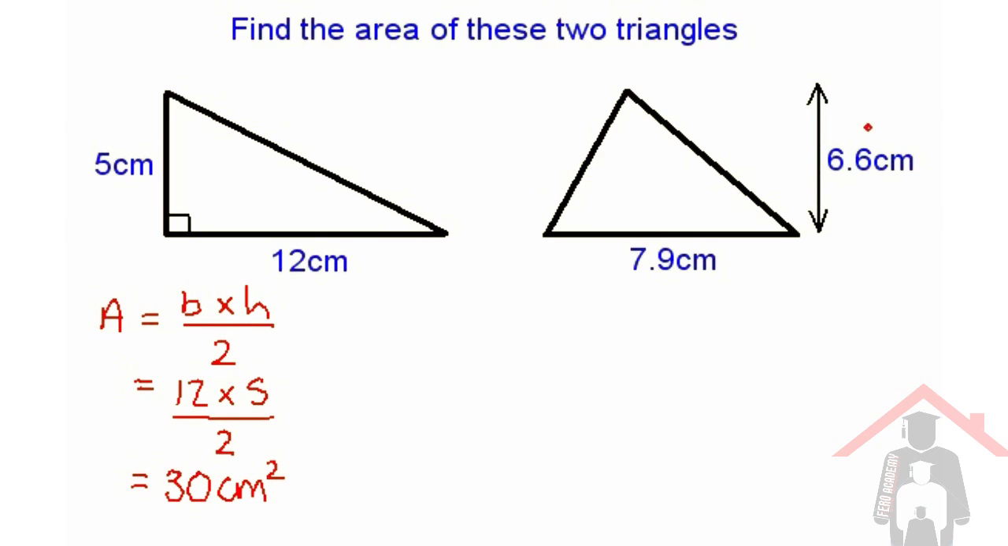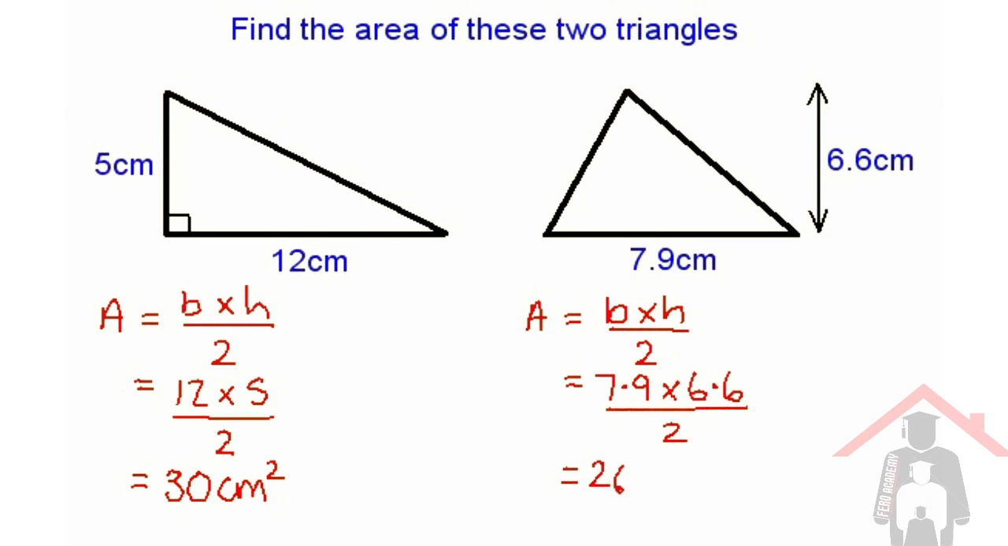You would be allowed a calculator for this question. Begin in the same way. Area equals base times height divided by 2. The base is 7.9 and the height is 6.6. Typing this into my calculator gives me an answer of 26.07 centimetres squared.